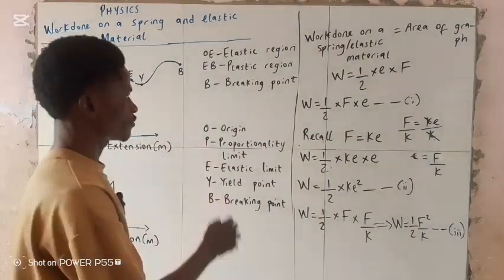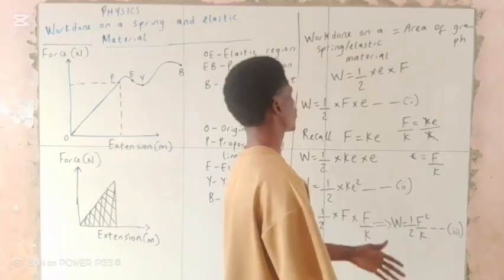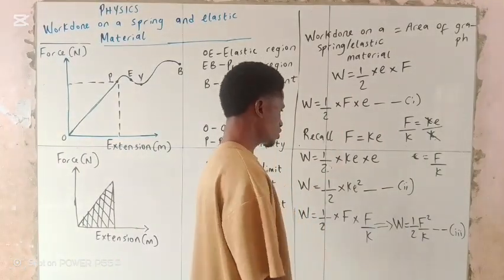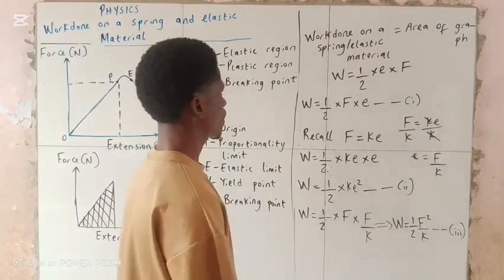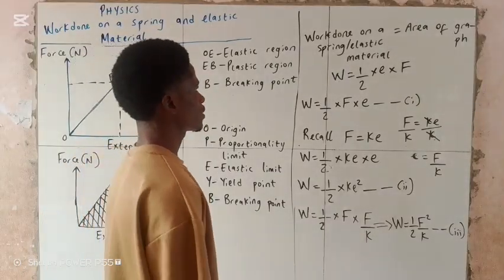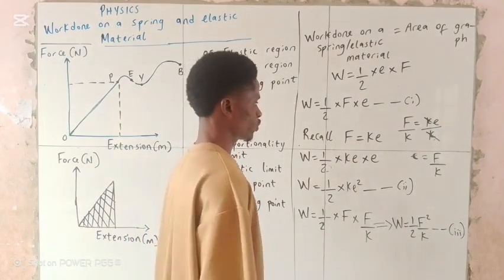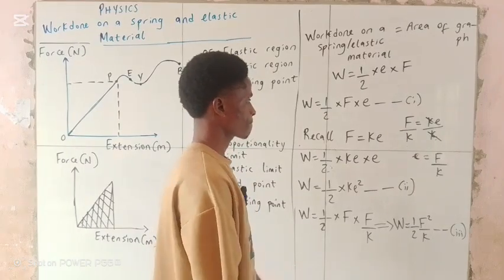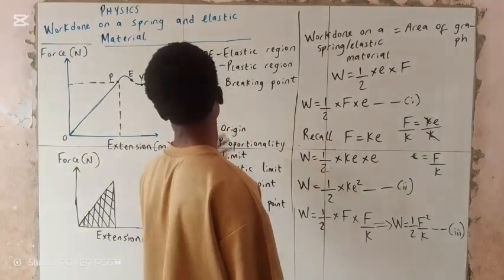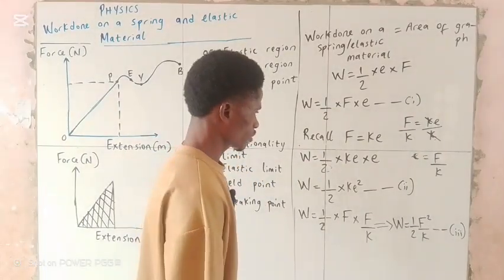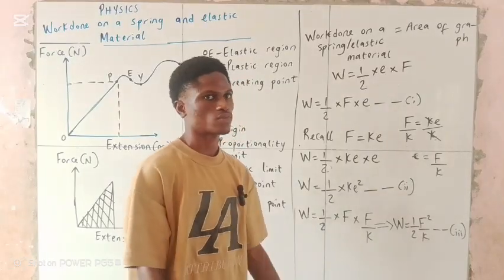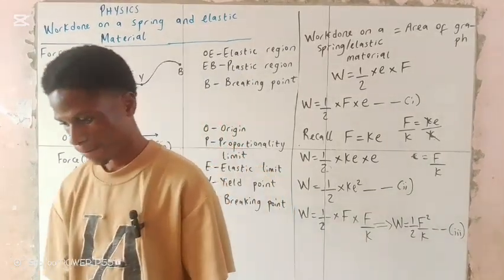So these are the equations we have under work done in a spring or an elastic material. You can use any of these equations to solve questions when dealing with calculations on work done on a spring. So let's solve some examples and then we proceed. Let's solve this.